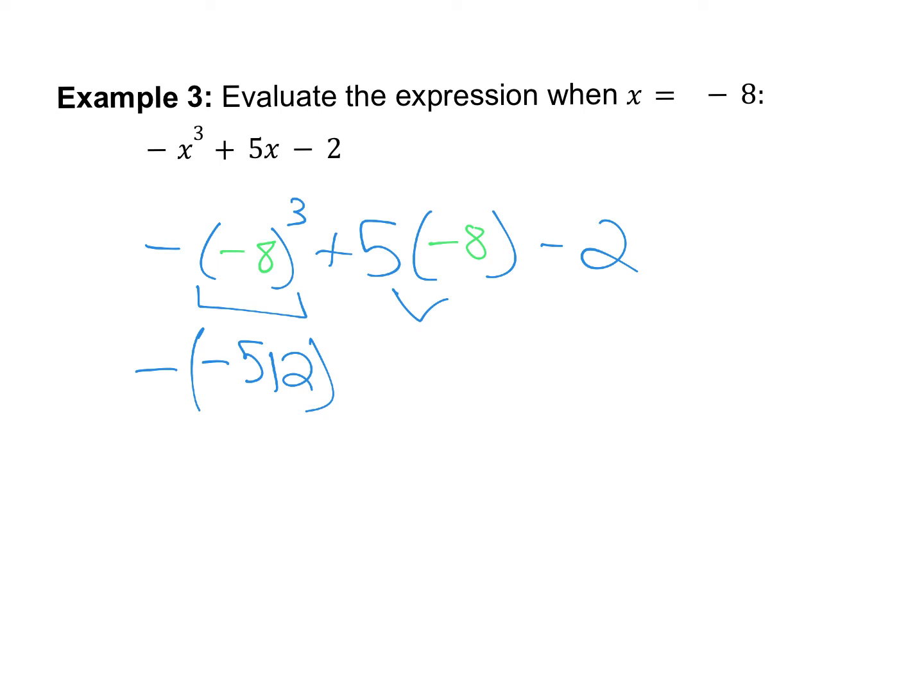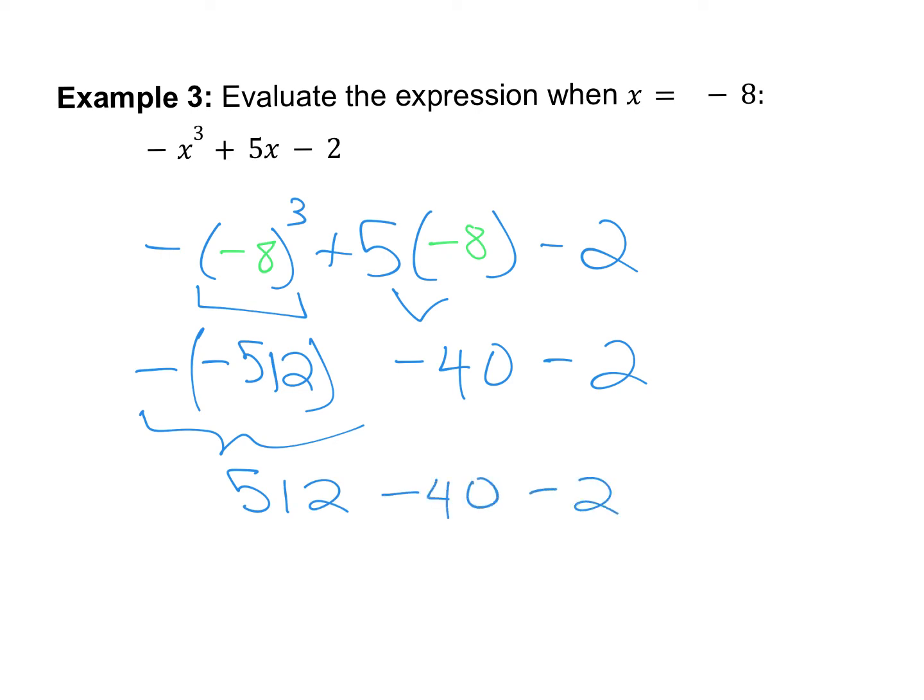A 5 times -8 is -40. So I have plus -40, which you could also just do -40, as that's the same as adding a negative. And then we have -2. Now the important thing here is that we have the opposite of -512. The double negative cancels each other out and makes it +512.